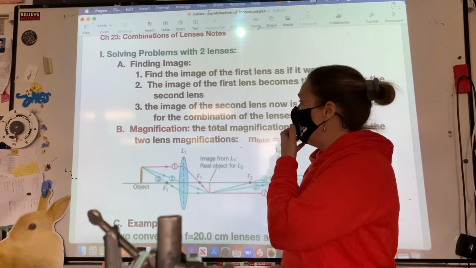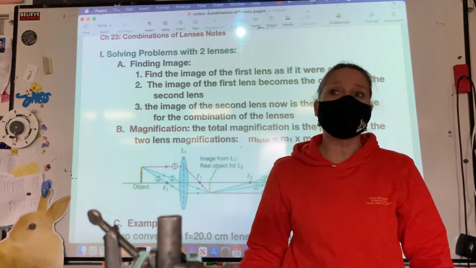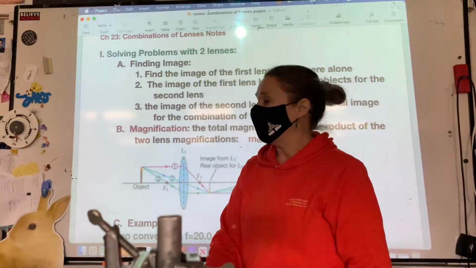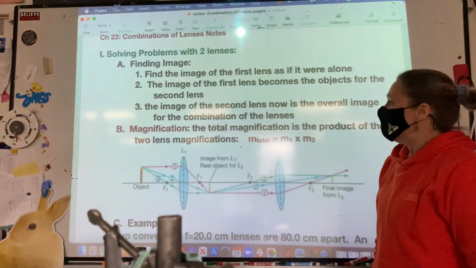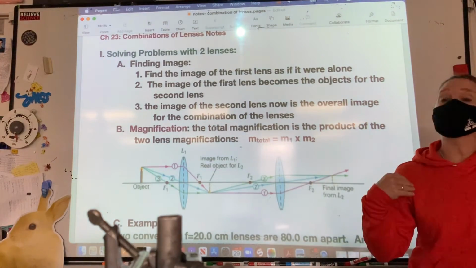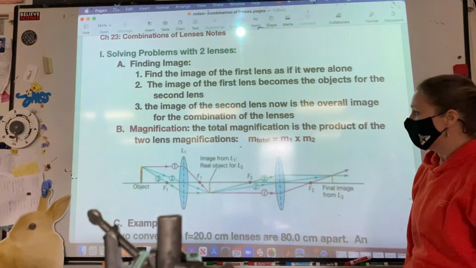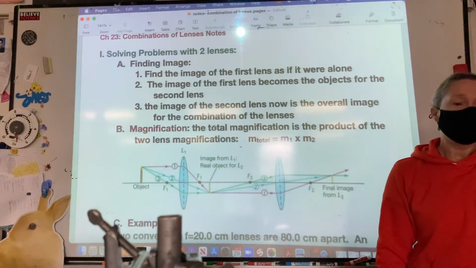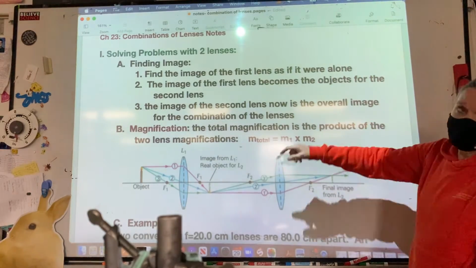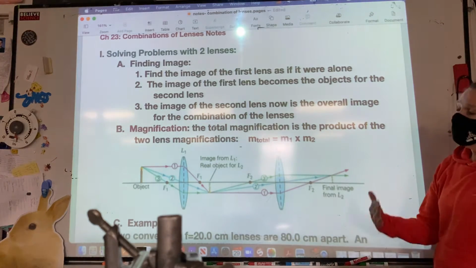The beginning of the chapter is just putting everything together that we already know. Because we like to get things more complex, we're going to do complex lenses. We're going to put two lenses together, like they do with binoculars or microscopes or telescopes. So think two. It's just that much better. Or it's twice as much work, but it's okay.